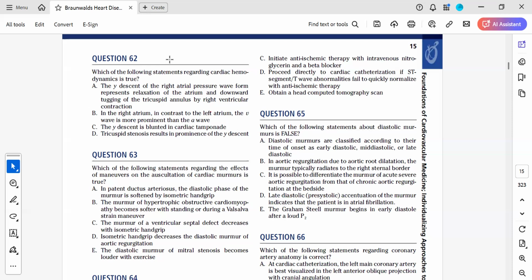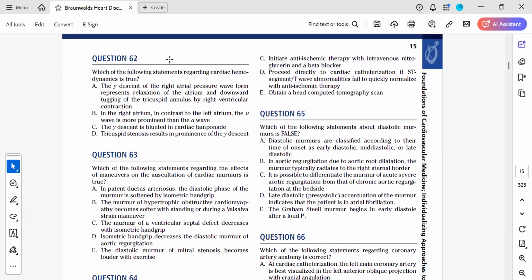So we are at question 65. Which of the following statements about diastolic murmur is false? Option A says diastolic murmurs are classified according to their time of onset as early diastolic, mid diastolic, or late diastolic. This is true.